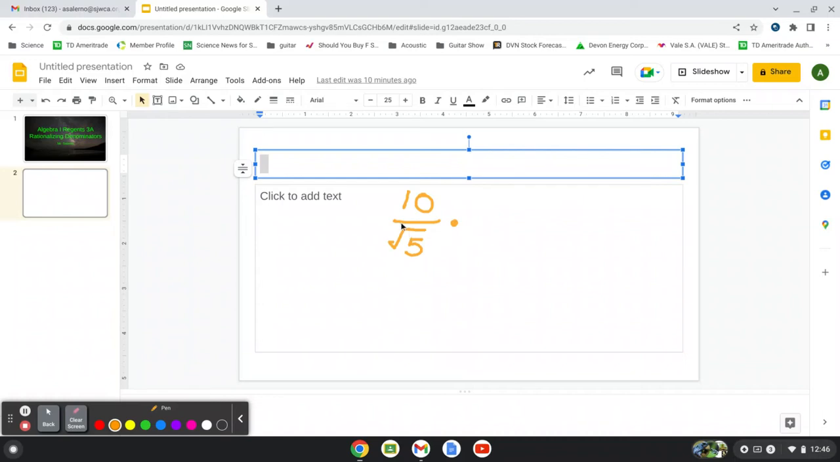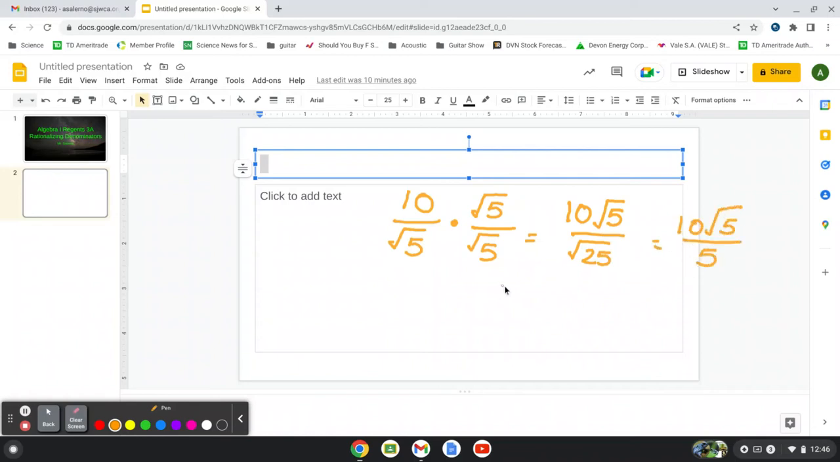All right, so again, we want to do the square root of 5 in the numerator and the denominator. And over here, we're going to have 10 square root of 5. And what do you think the denominator is? Square root of 5 times the square root of 5 is the square root of 25. But the square root of 25 is 5. So we're going to have 10 square root of 5 over 5.